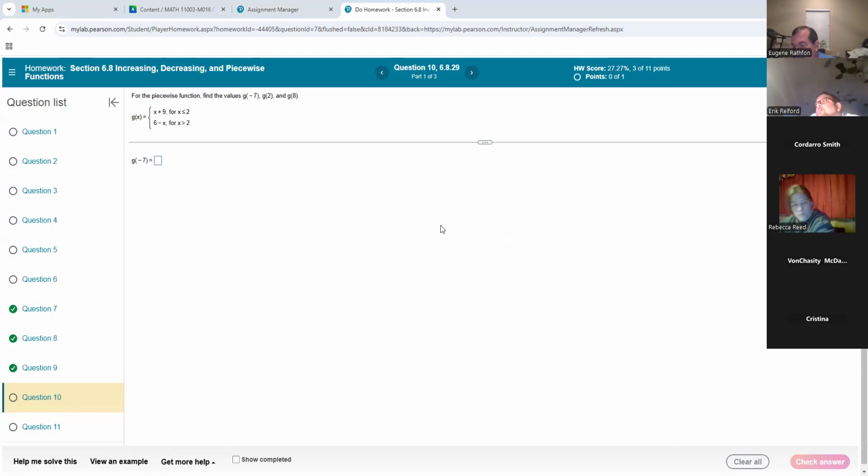All right, y'all. So y'all got this piecewise function sitting here. They want me to find g of negative 7. So let's write this down. We're going to find g of negative 7, g of 2, and g of 8. We're given g of x equals x plus 9 for x less than or equal to 2. And then we use 6 minus x for any x greater than 2.